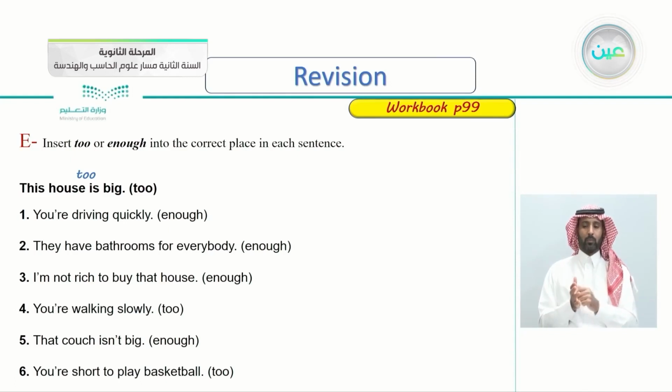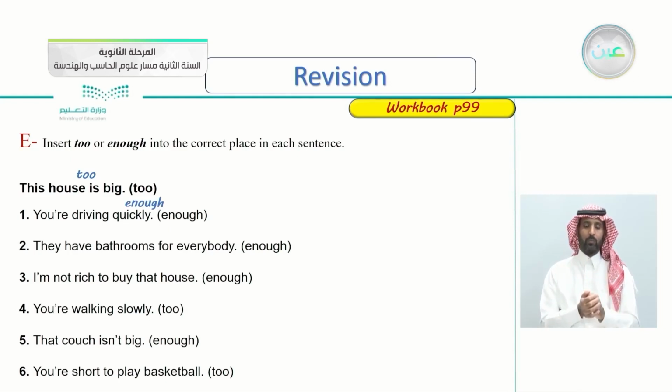So the first one, you're driving quickly, and the word enough. So where do we put enough? Before or after the adverb? Here again, you're driving quickly. So let's see the correct answer here. Yes, it's after quickly. You're driving quickly enough. So enough comes after the adverb.